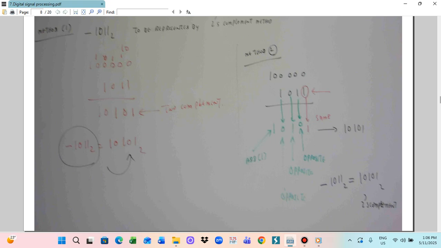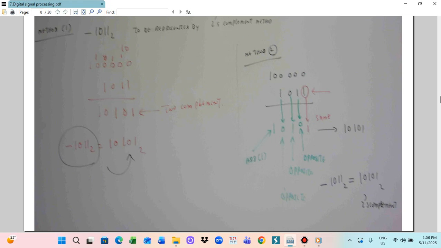Here, 1. You just write the opposite, and add 1. That way you just have 1 0 1 0 1. So this is also the two's complement. With this method you don't need to worry about subtraction.